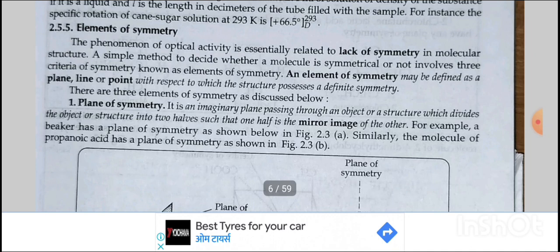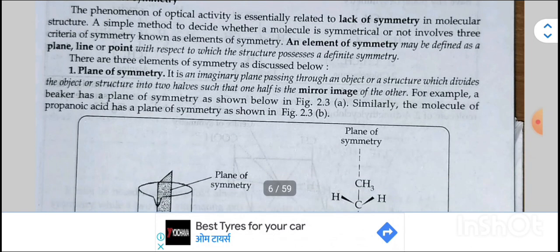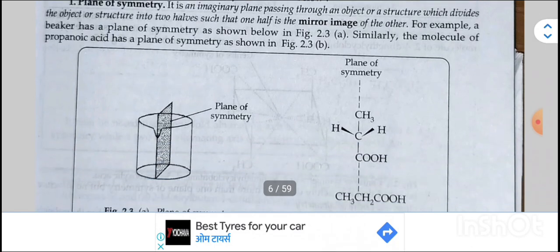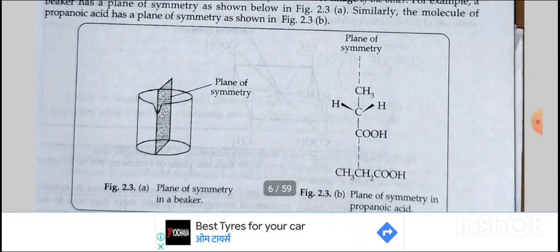It is an imaginary plane passing through an object or a structure which divides the object or structure into two halves, such that one half is the mirror image of the other. For example, a beaker has a POS, plane of symmetry, as shown below. Similarly, the molecule of propanoic acid has a plane of symmetry as shown in figure B.